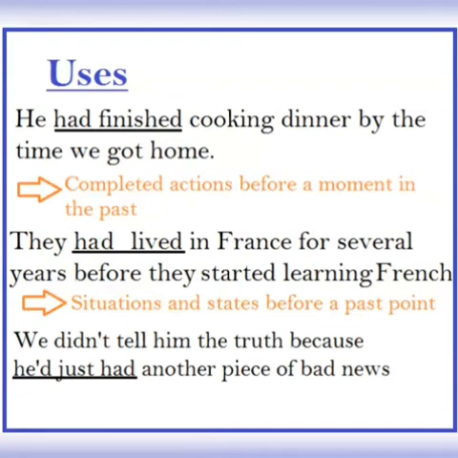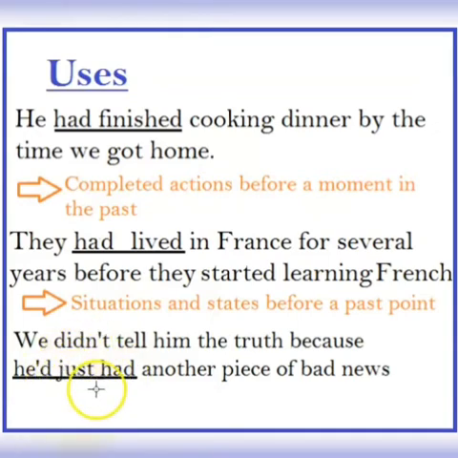We didn't tell him the truth because he'd just had another piece of bad news. Notice how the auxiliary had is contracted here. It is contracted to the subject. The verb in the third column is the verb have, so don't confuse the auxiliary with the verb in the third column. In this case, we have the word just between the auxiliary and the verb in the third column.